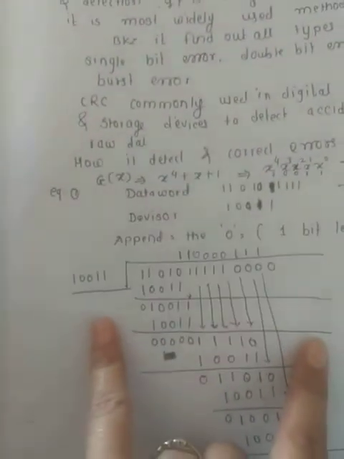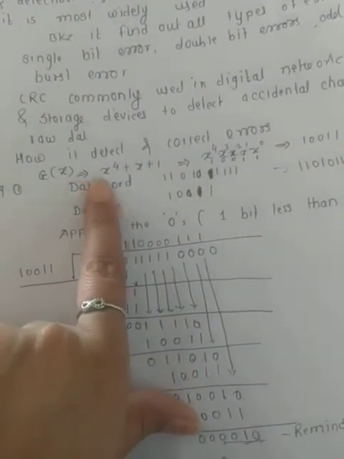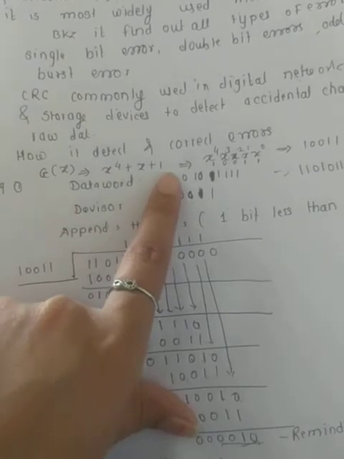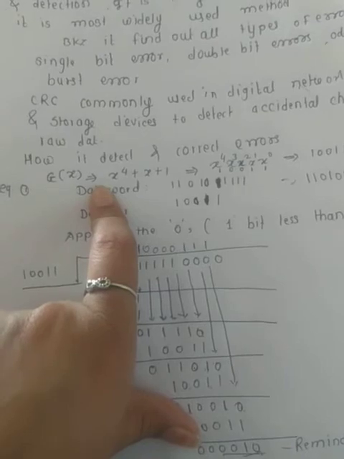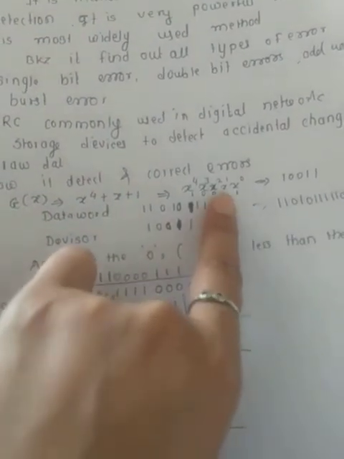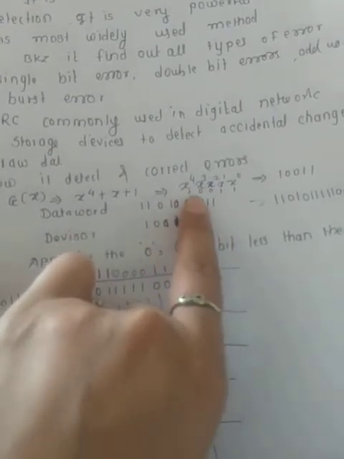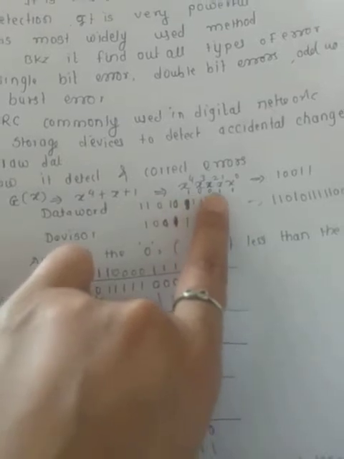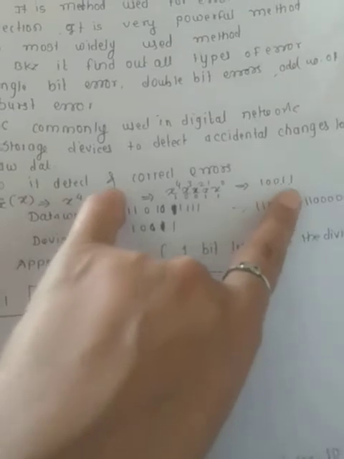This is how the example is given in your exam. In the exam, a generator polynomial is given, that is g of x. G of x is x4 plus x plus 1. From that g of x we get a divisor. This divisor is obtained from the equation terms x0, x1, x2, x3, x4. So we get the bits 1 0 0 1 1. So we get a divisor 1 0 0 1 1.